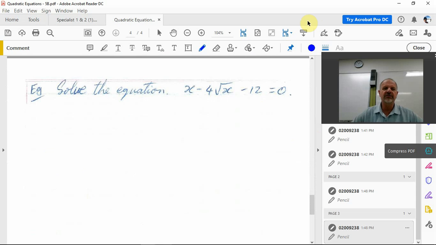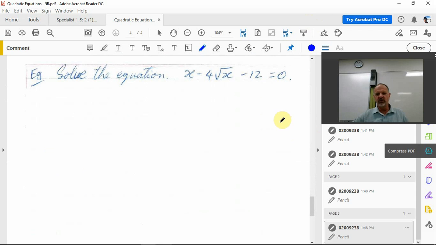Solve the equation x minus 4 root x minus 12 equals 0. So this is something that's got a different technique and a new bit of thinking as well. The issue we've got here is we've got an x and we've got a root x, and the root x is difficult for us to deal with. It's got 3 terms, so it looks a bit like a trinomial, but it's not a quadratic because it hasn't got a square.